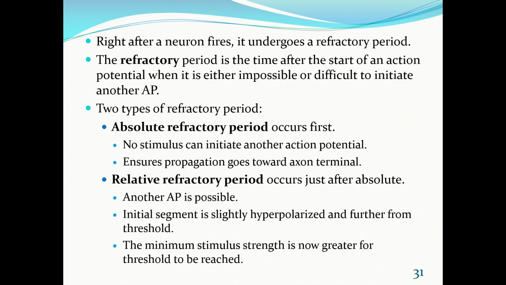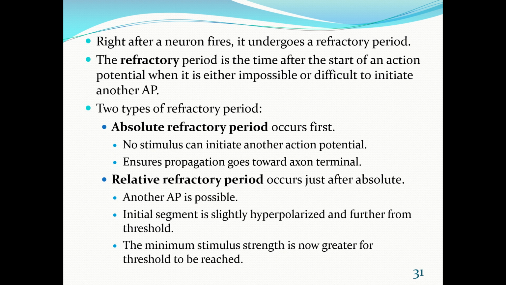Right after a neuron fires, it undergoes a refractory period. The refractory period is the time after the start of an action potential when it is either impossible or difficult to initiate another action potential. There are two types of refractory period, the absolute refractory period and the relative refractory period. The absolute refractory period occurs first, and during this time, no stimulus can initiate another action potential no matter how strong or how fast it occurs. So this ensures that the propagation will always go towards the axon terminal.